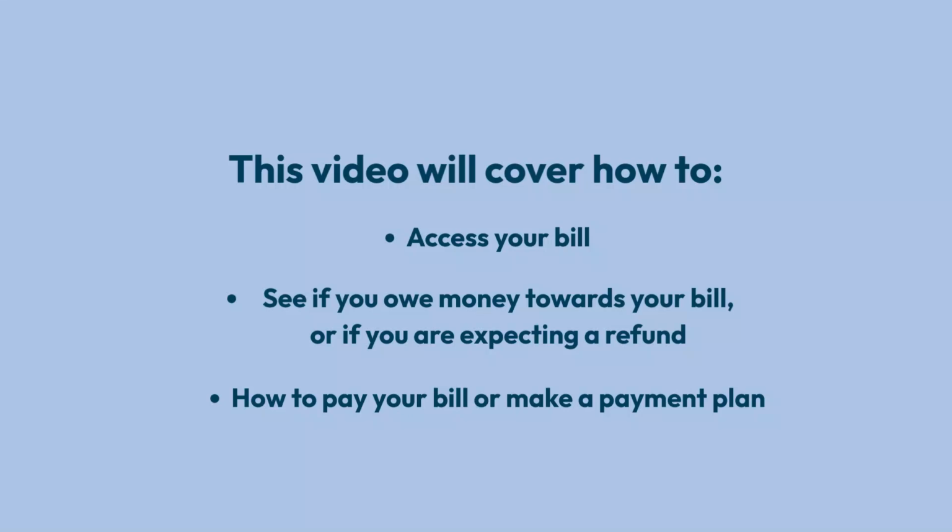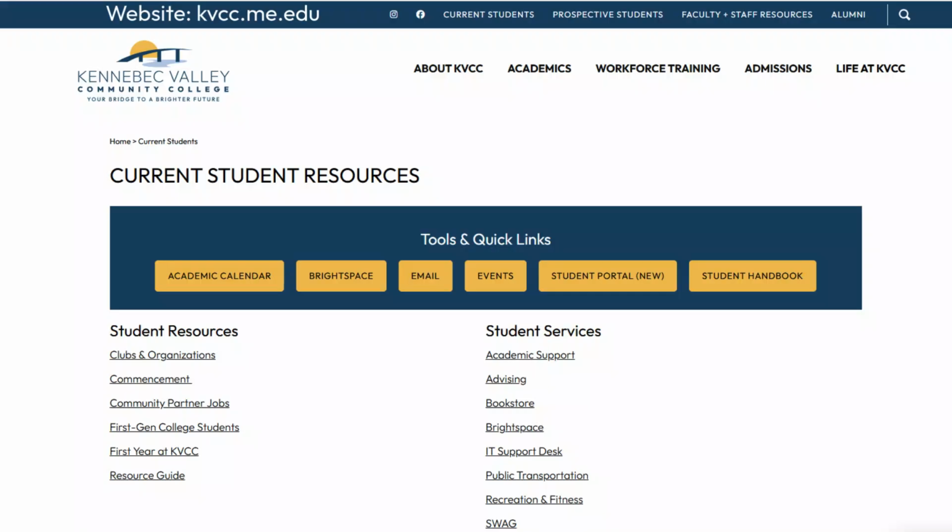You can access the student portal by going to the KVCC website, clicking on the Current Students tab at the top of the page, and then clicking on Student Portal. You will need to sign in with your main CC login information.